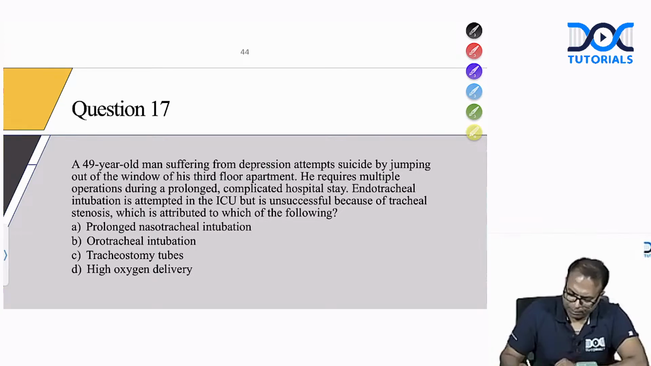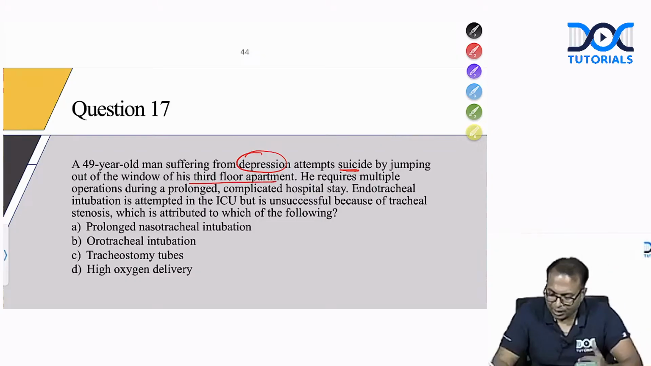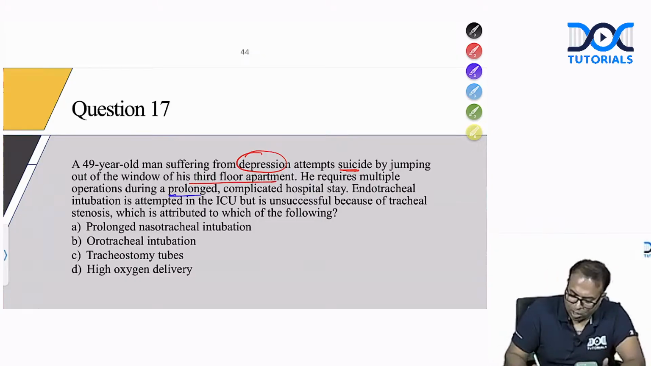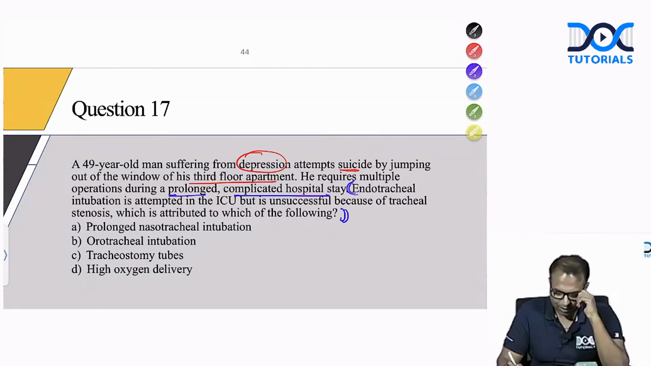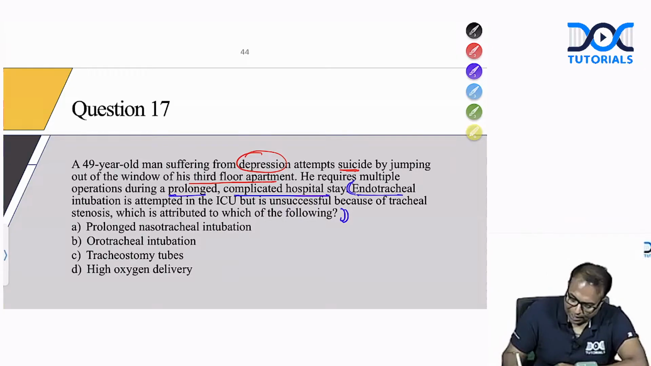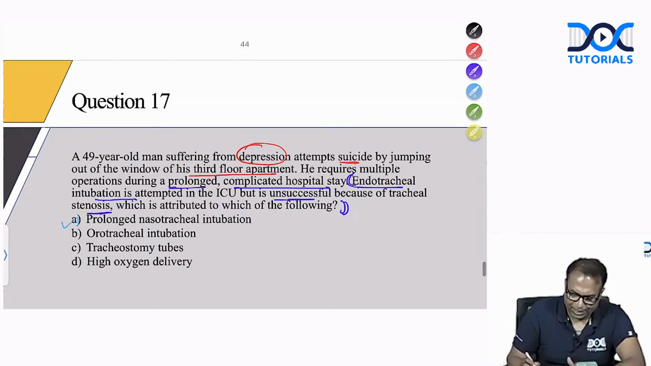A 49-year-old man suffering from depression attempts suicide by jumping out of the window of his third-floor apartment. He requires multiple operations during a prolonged, complicated hospital stay. Endotracheal intubation is attempted in the ICU, but it is unsuccessful because of tracheal stenosis, which is attributed to the following. Can you tell me what the reason is? We could not do intubation. It is probably because of prolonged nasotracheal intubation.